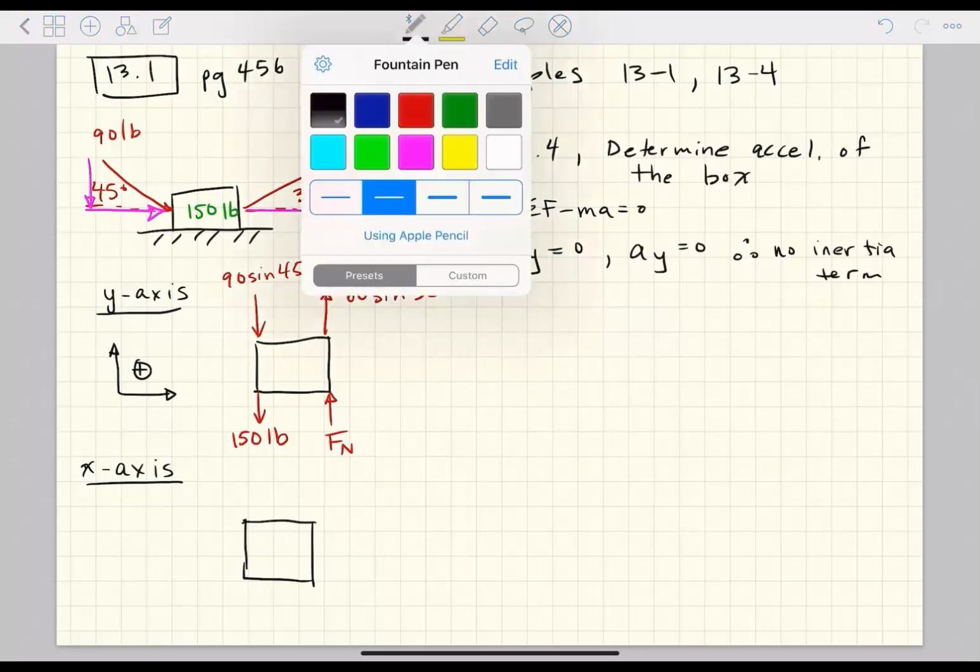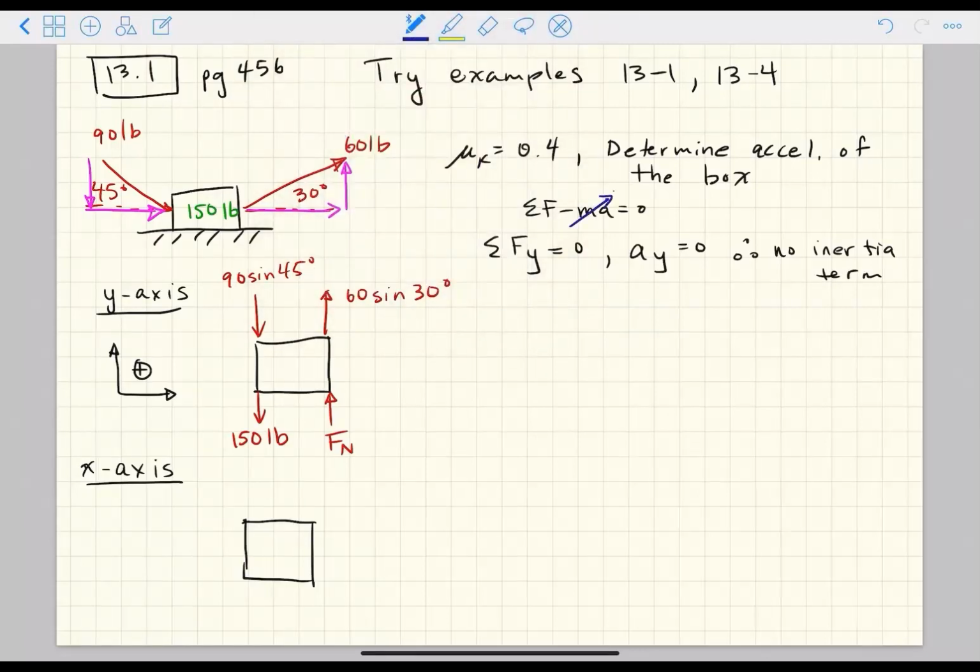Okay? And that's why that ma goes to 0. So we just have the sum of the forces equal to 0. Okay, so the sum of the forces in the y equal to 0. So let's add them all up.